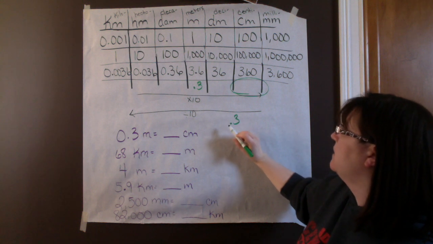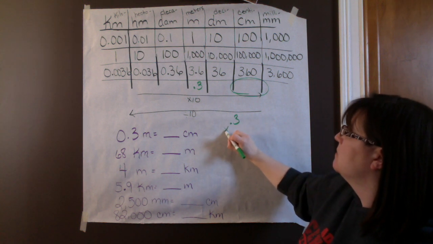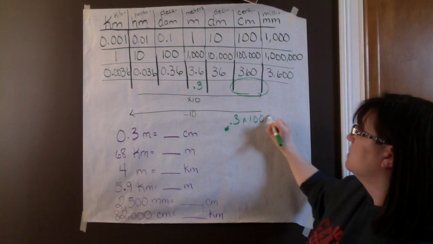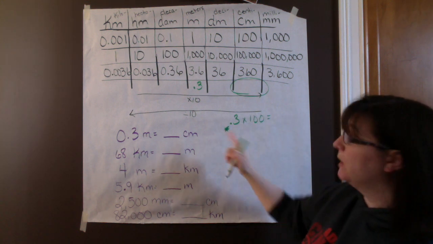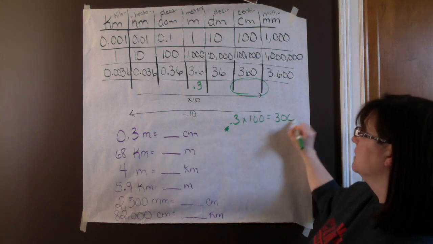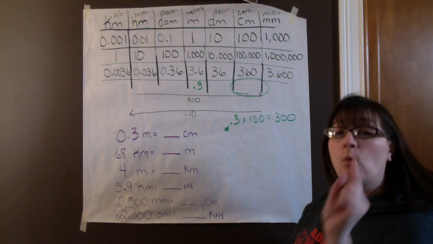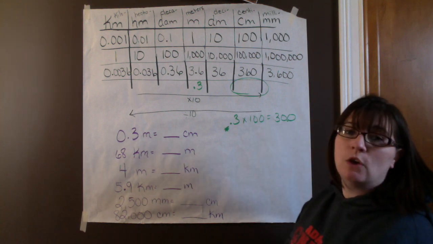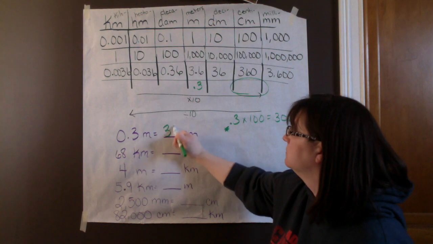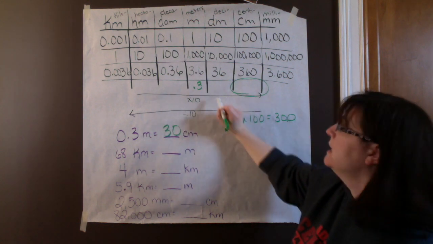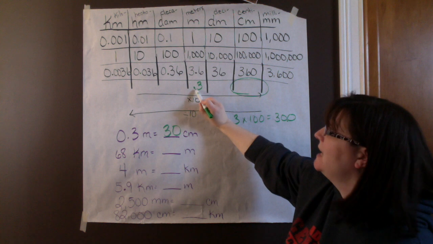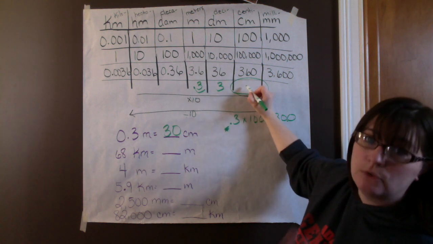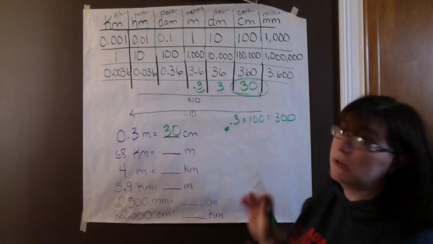So 3/10 times 100. Well, 3 times 100 is 300, and I have 1 digit behind the decimal point. So it's 30. And if I filled in this chart, basically when I multiply it times 10, I'm just moving the decimal place each time. So this would be 3, and now 3 times 10, 30.